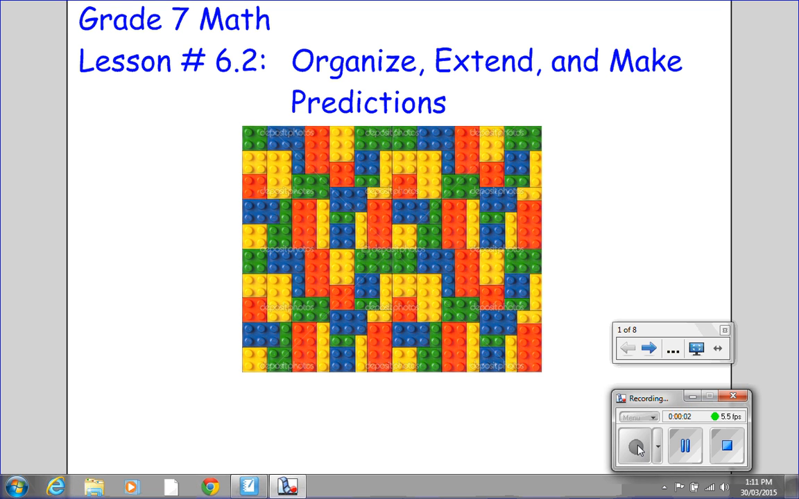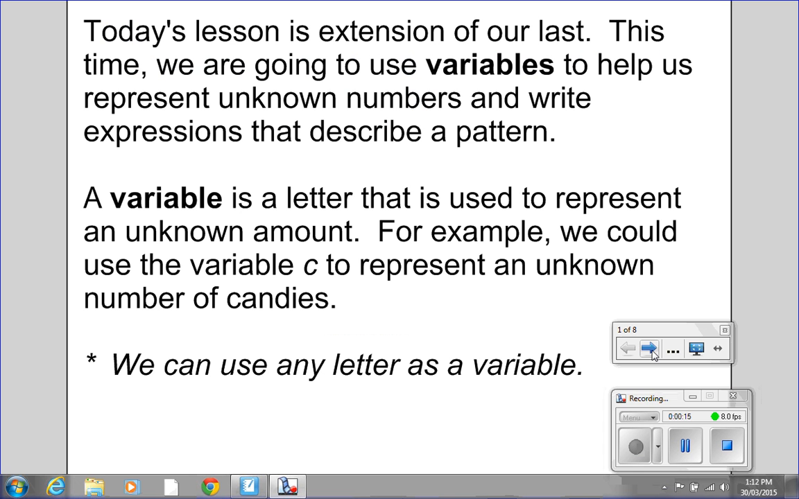Welcome back to Grade 7 Math. This is lesson number 6.2, Organize, Extend, and Make Predictions. Today's lesson is an extension of our last.